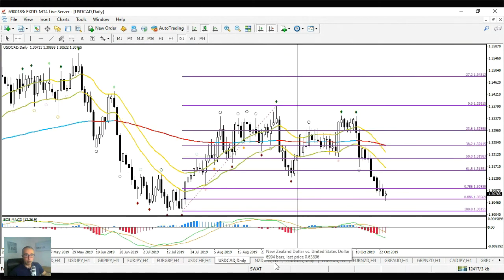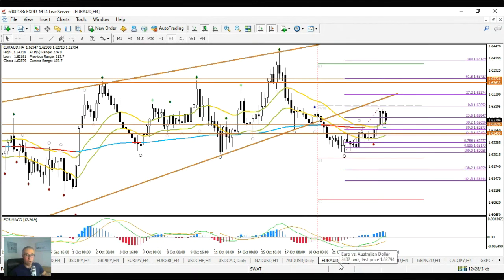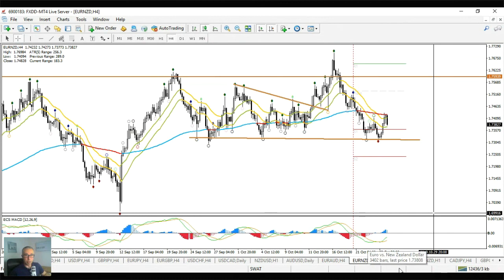Dollar CAD looks ready for a reversal if it stays above 130.57. New Zealand and Australian dollar, I would want to see today's daily candle. If it's bearish, that could be bigger retracement. Euro AUD looks like it could pull back and make one more higher high within this uptrend. Euro New Zealand, if anything, then only the bearish break.